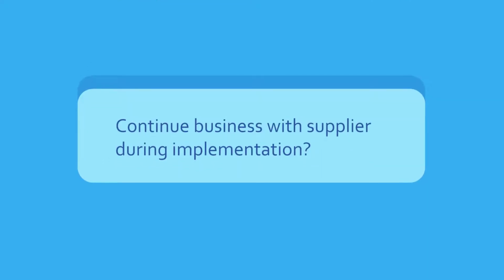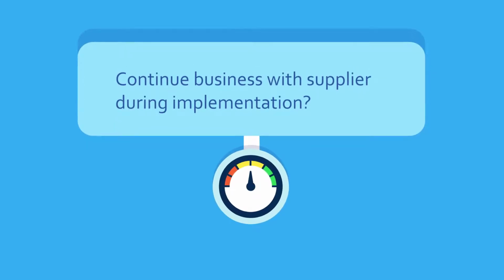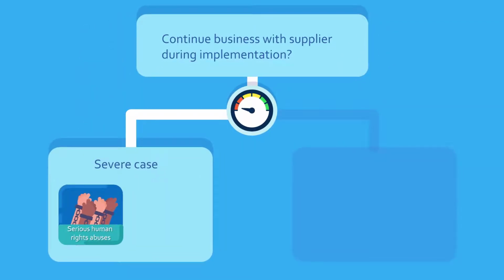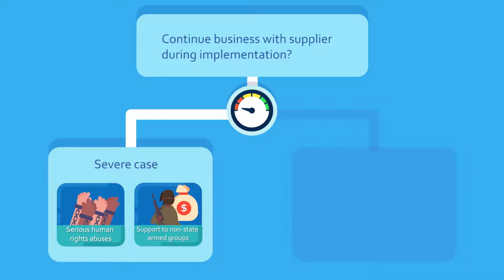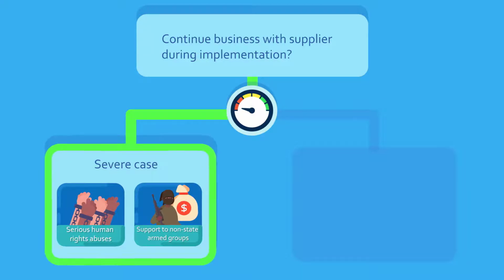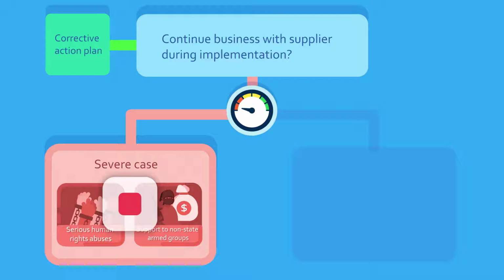Start by designing a strategy to respond to the risks or impacts you identified. The first question is, should you keep doing business with the supplier while the plan is being implemented, or should you pause or stop it? The answer depends on the severity of the risk or impact. A severe case would involve serious human rights abuse or supporting non-state armed groups. If there are risks of adverse impact or actual adverse impact, you must disengage while a corrective action plan is implemented.